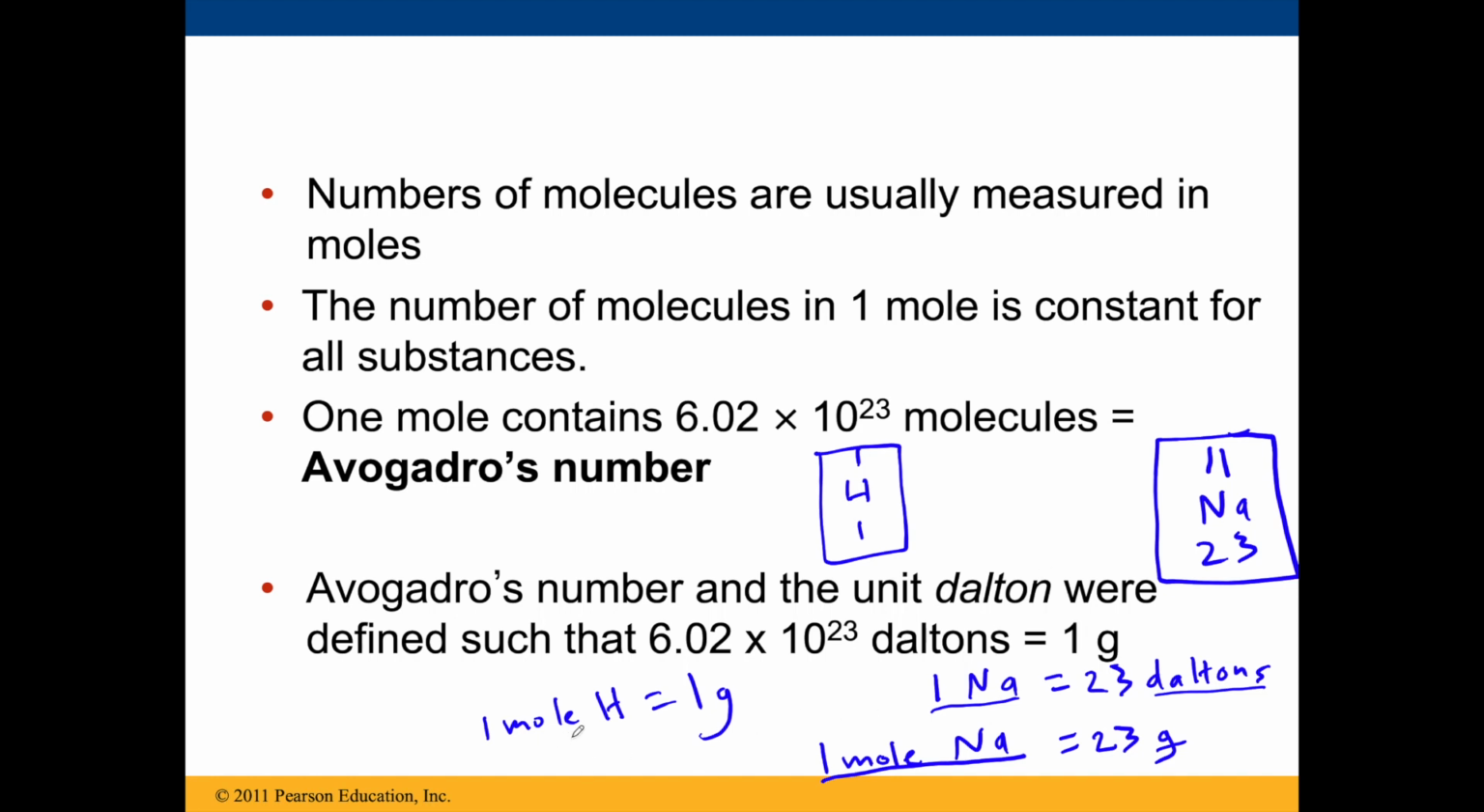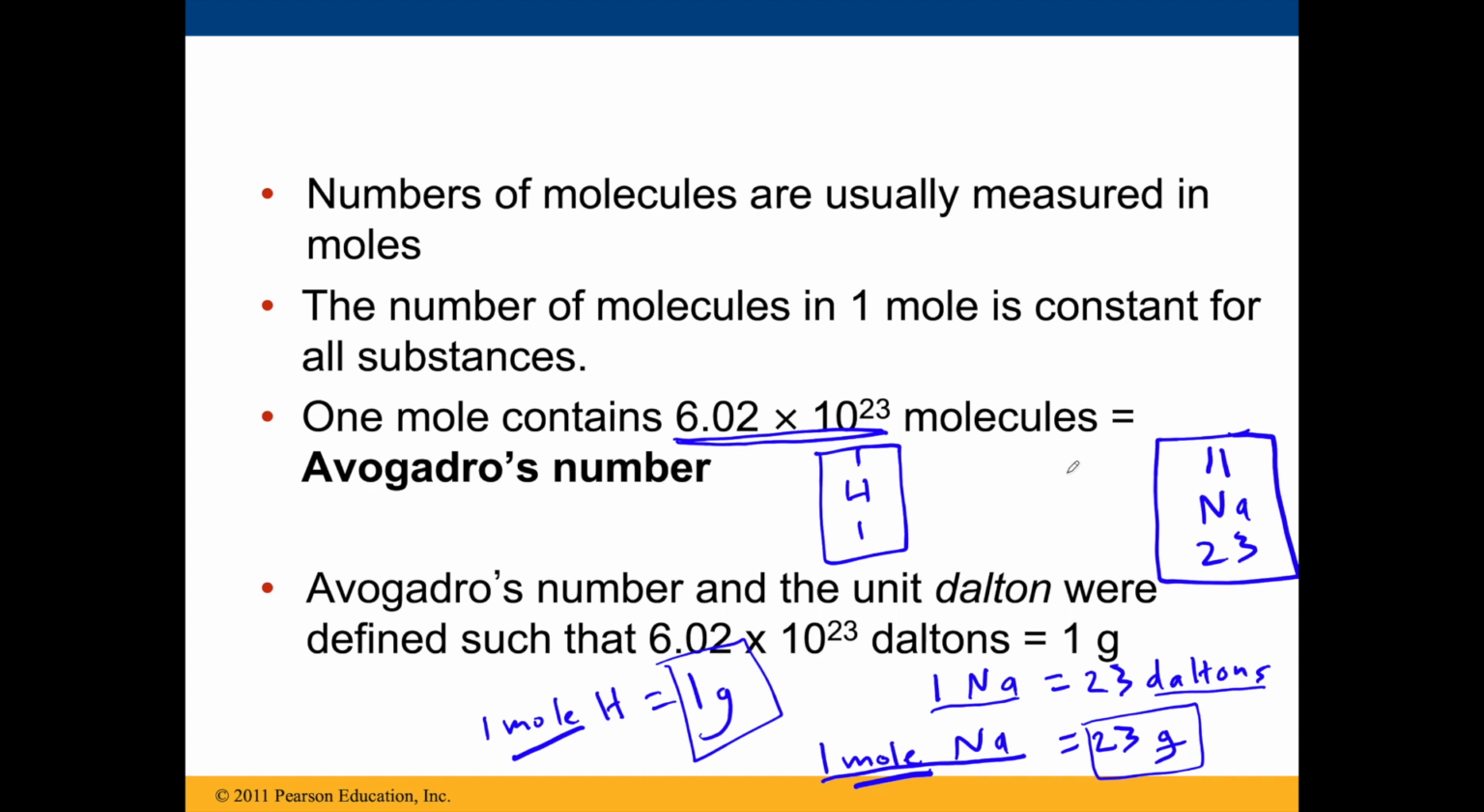Now, if you notice, mole is a number. So if I have 1 mole of hydrogen atoms, I have 6.02 times 10 to the 23rd hydrogen atoms. If I have 1 mole of sodium atoms, I have 6.02 times 10 to the 23rd sodium atoms. So in both cases, I have the same number of atoms. But if you notice, 1 mole of sodium weighs a lot more, 23 grams, than 1 mole of hydrogen. It only weighs 1 gram. Why is that? Because the atoms come in different sizes. Like sodium, 1 sodium atom weighs 23 Daltons, while 1 hydrogen atom only weighs 1 Dalton.